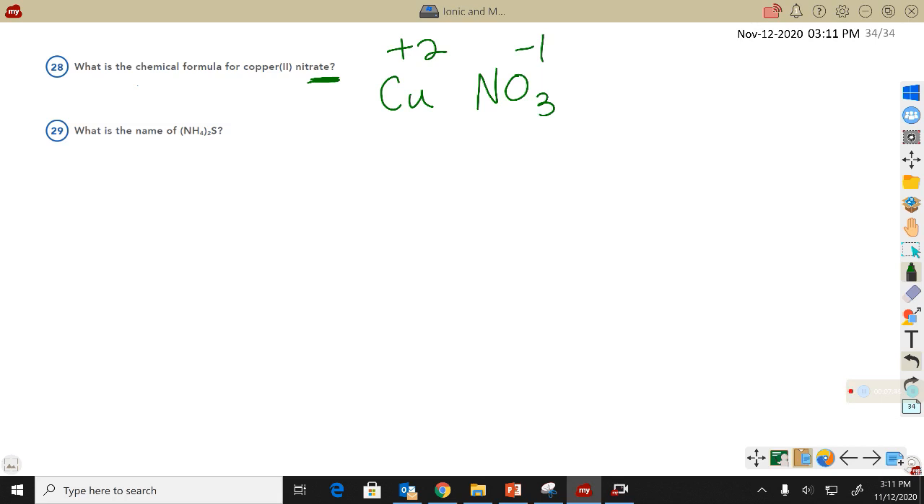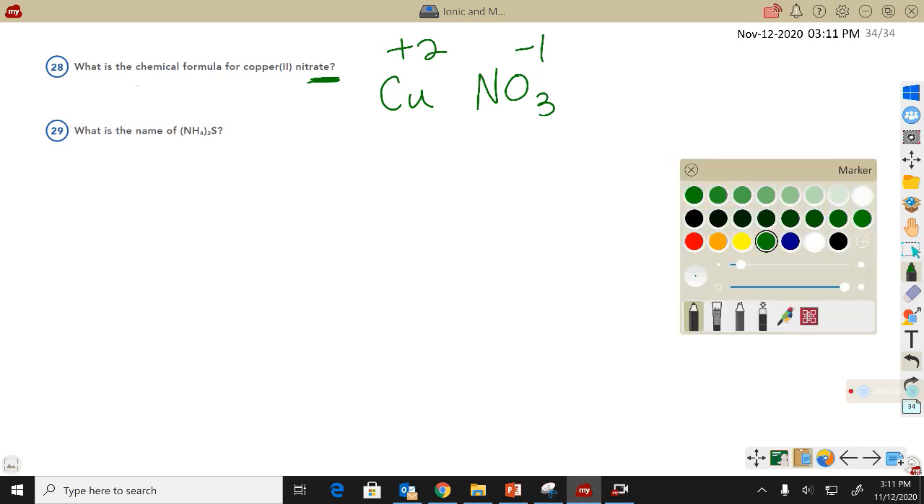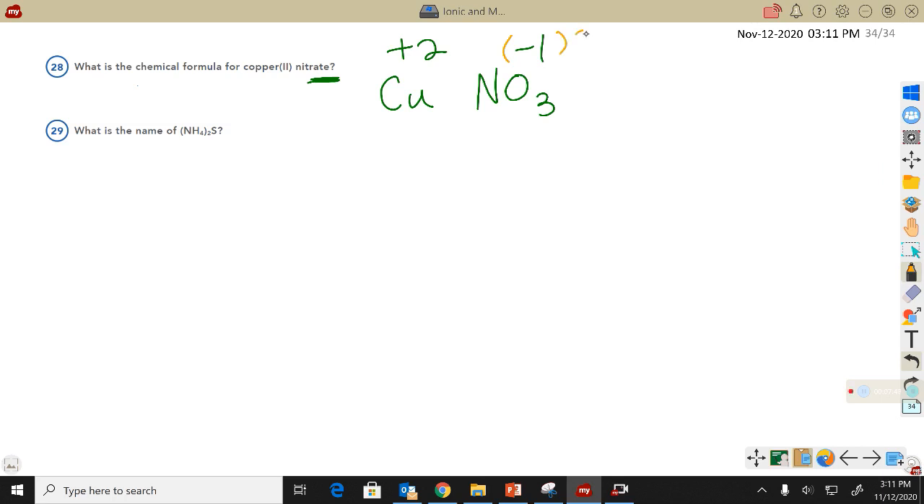And now we have to make them neutral. So if you are a balancer, you might say, well, easy, +2. Let's just take 2 of these nitrates. 2 times -1 is -2. And if I add that to my +2, it's neutral. We're balanced. If I had to multiply the charge of nitrate times 2, then it means I need 2 nitrate ions in my formula. And so I can put this in parentheses because it's a group, and I'm going to put the 2 on the outside.